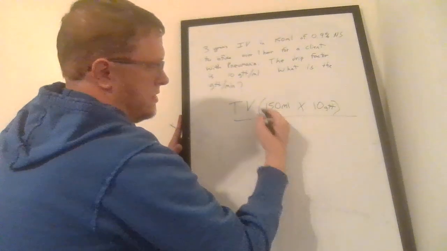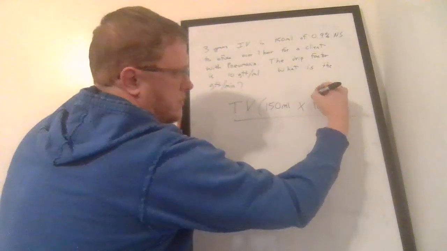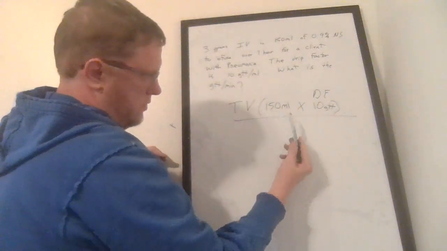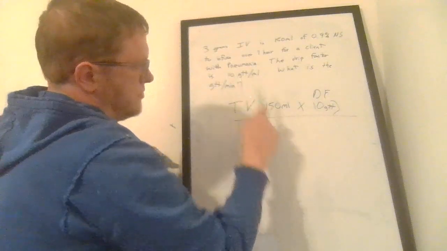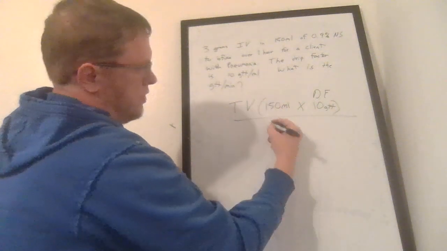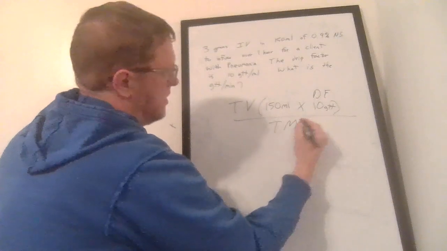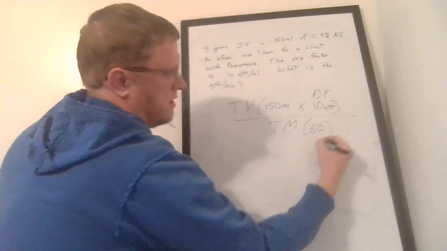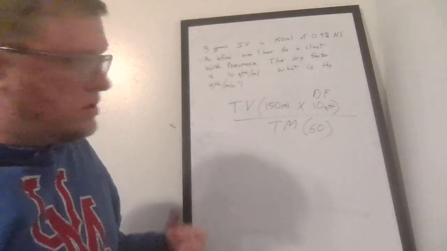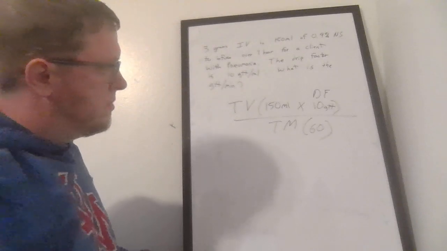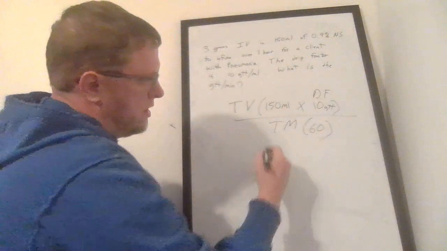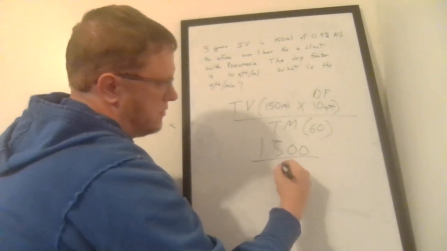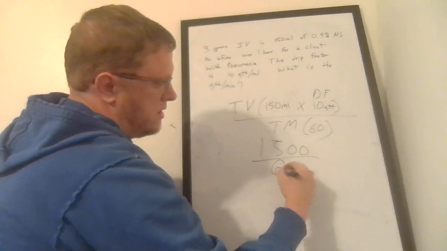So it's total volume times drip factor, and you multiply your volume times your drip factor, and it's over total minutes. It says 1 hour, so 1 hour is 60 minutes, and that's how you do it. Let's just do some math here. 150 times 10 is 1,500. You want to divide that by 60.